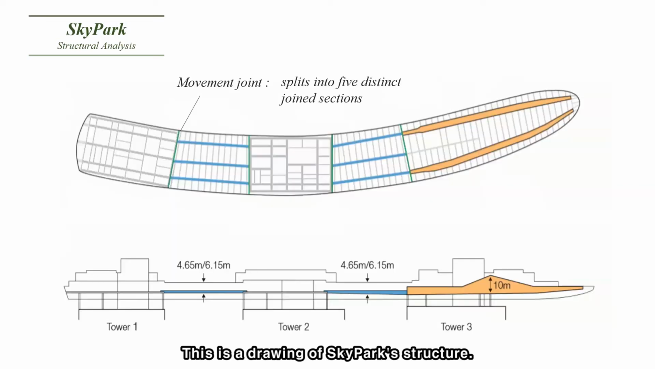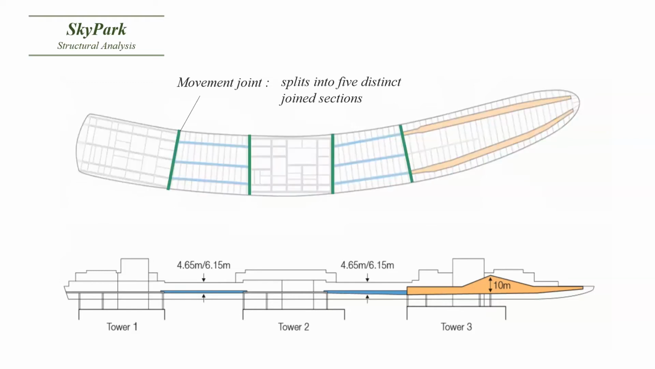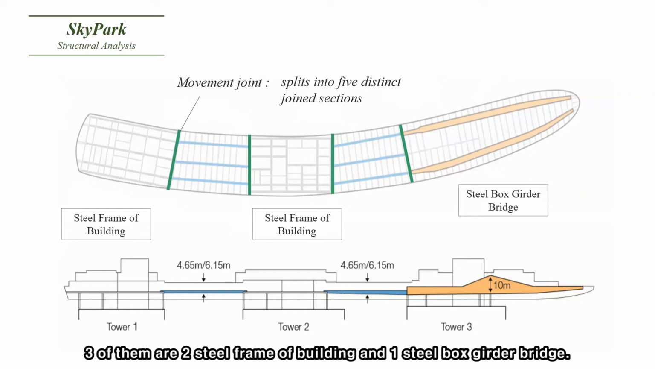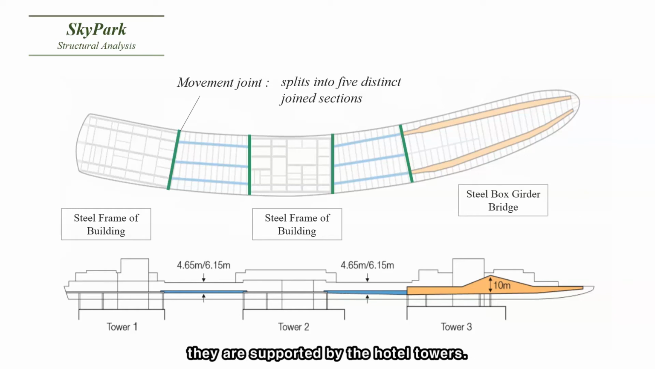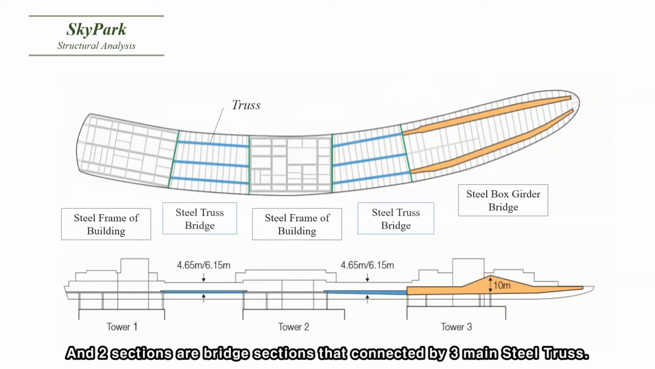This is a drawing of Sky Park's structure. The four movement joints split the Sky Park into five distinct sections. Three of them are two steel frame buildings and one steel box girder bridge. They are supported by the hotel towers. And two sections are bridge sections that are connected by three main steel trusses.